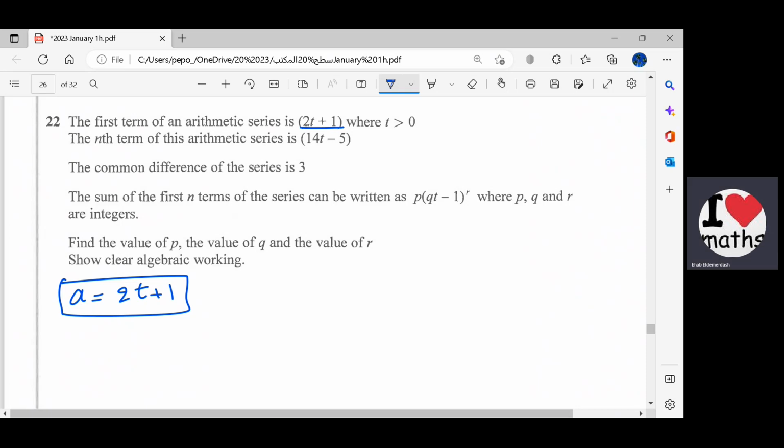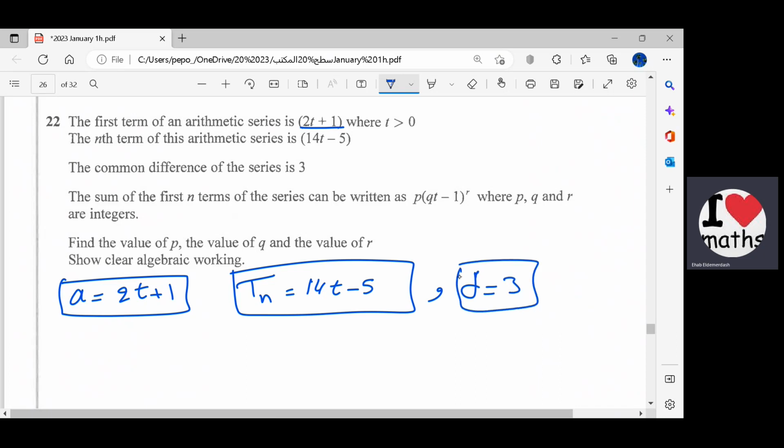The nth term of this arithmetic series is 14t minus 5. So Tn, the nth term, the general form, is 14t minus 5. That is the nth term. He also gives me the common difference, which is 3. I'm just collecting the information from the question.